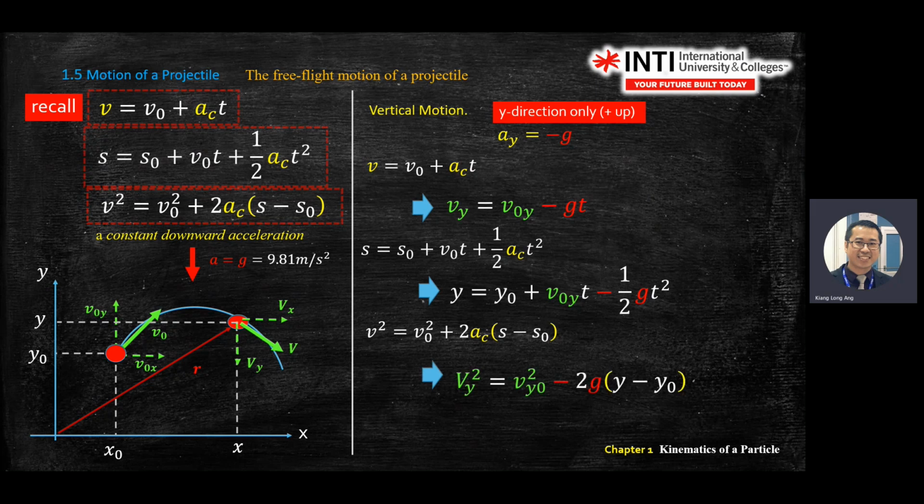Change this one AC to minus g. Change the velocity in the y direction. S changes to the Cartesian plane y. It's not x. It depends on your principal axis. For projectile questions, normally we set go up as positive. Okay. Any question on these slides?